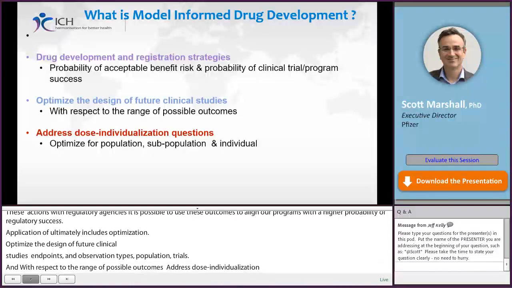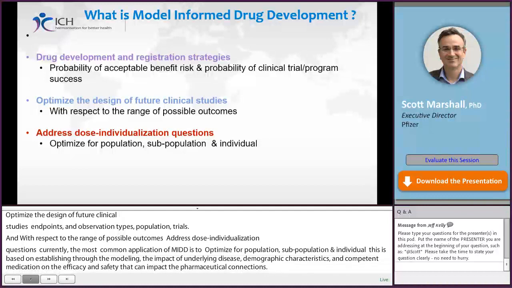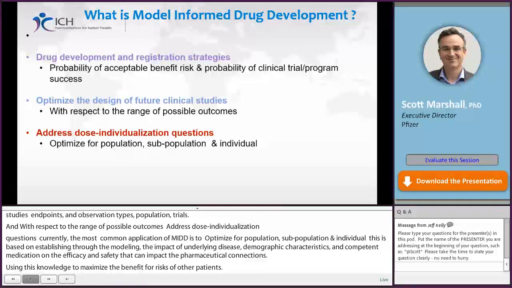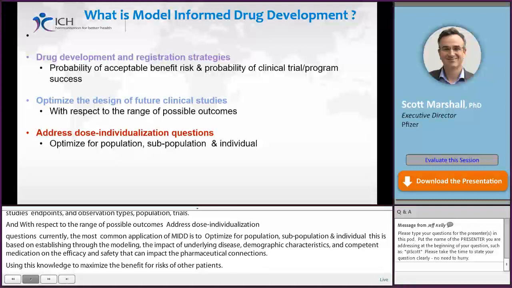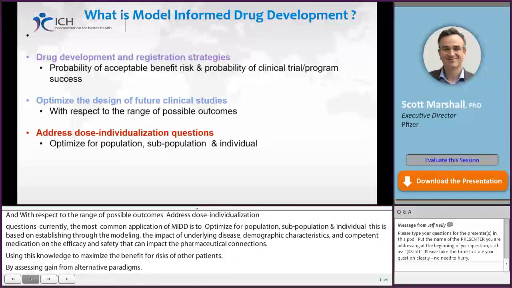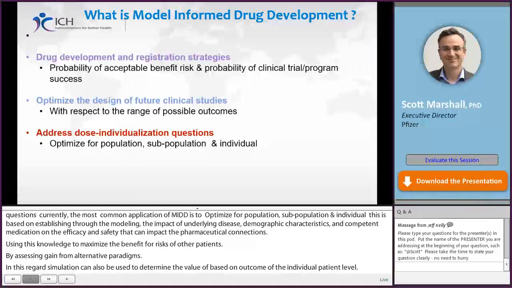This is based upon establishing through the modelling the impact of underlying disease, demographic characteristics and concomitant medication on both the efficacy and safety, sometimes via the impact on the pharmacokinetics, and using this knowledge to maximize the benefit-risk for subgroups of patients by assessing gain from alternative dosing paradigms. In this regard, simulations can also be used to determine the value of titration based upon outcome at the individual patient level. These outputs can ultimately be used to inform labeling recommendations and the risk management plan.